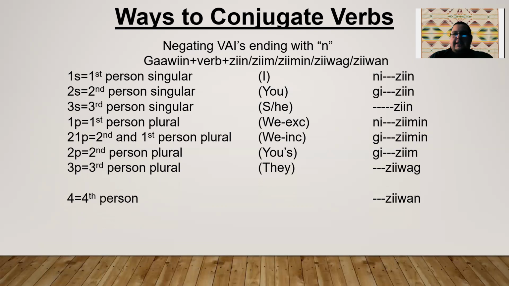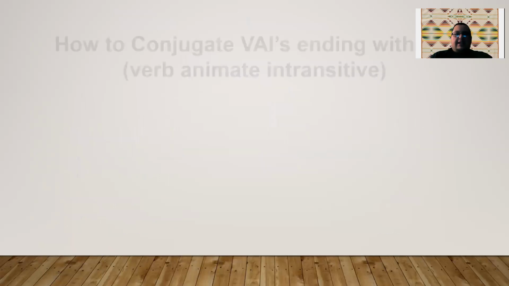And fourth person, like I said, we're going to get into that a little bit later on. There's the pattern right there for that. Gawin, your verb plus zi. And I'm also talking about unspecified object, I think. But there's the pattern for that, the chart that we use for unspecified.